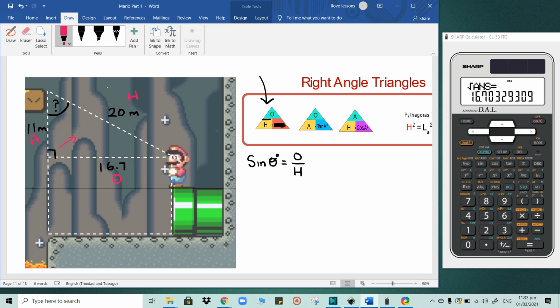Remember, I always find hypotenuse first, then the opposite, and then the adjacent. So if we decide to use sine, we have to take opposite and divide it by hypotenuse. The opposite is 16.7. The hypotenuse is 20. So what we have to do is divide these two and then sine inverse the answer to get the angle. So let's try this.